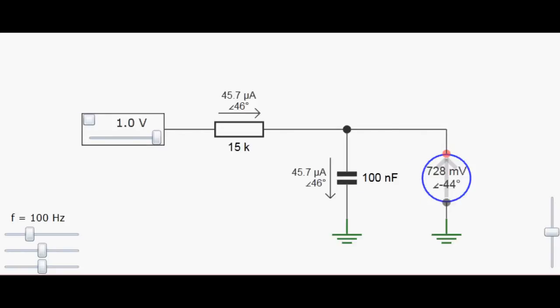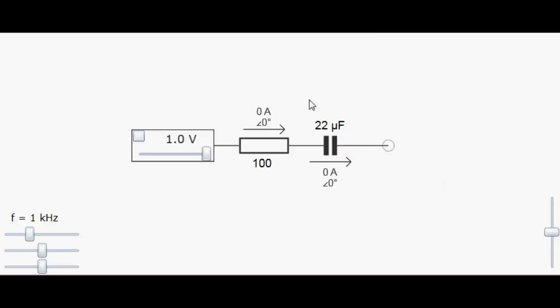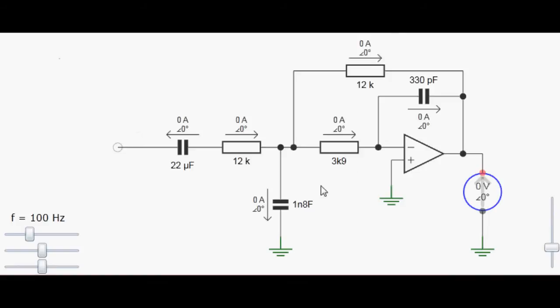However, in real life, we're going to be using the VAM. And the VAM output impedance actually looks more like this: a voltage source in series with a 100 ohm resistor and a 22 microfarad capacitor. And the VAM input circuit looks like this. As you see, it's quite complex and certainly doesn't have an infinite impedance down to ground.